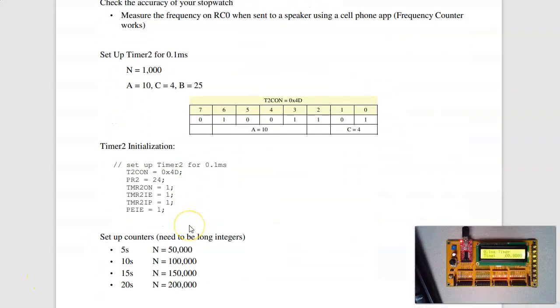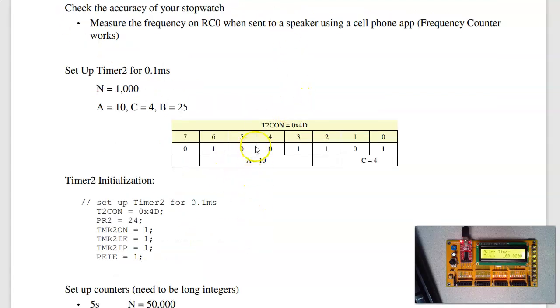Well, the first thing is I need to set up timer 2 for 0.1 millisecond. For that, N equals 1000, and a combination of A, B, and C that does that is 10 times 4 times 25, which means that T2CON should be 4D. So this is the field for A. That's 9. 9 means 10. Here's the field for C. 01 means 4. And this is the timer 2 enable.